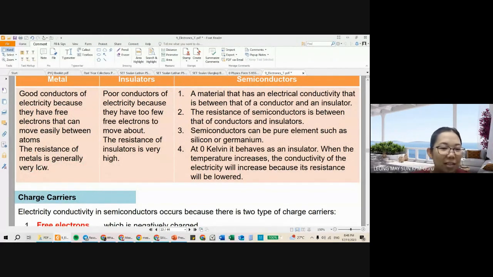Now, resistance of metals is generally low. Yes, which is true, but I forgot. When the temperature increases, the resistivity will increase. Resistance increases. At high temperature, the current will start to drop.